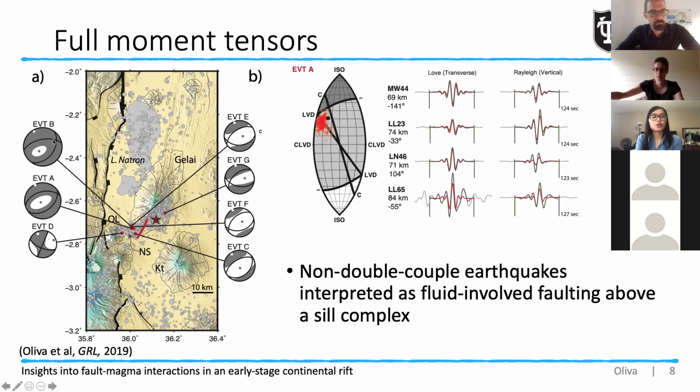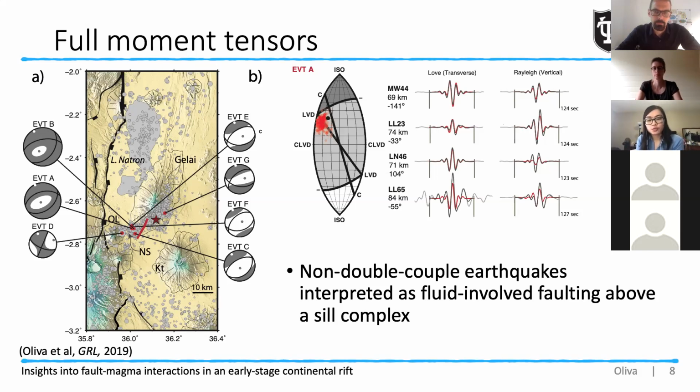And event B was also 4.7, so we're mostly interested in these two larger earthquakes, and they're very similar, and they both have significant non-double couple components. And so we interpret those non-double couple earthquakes to be fluid-involved faulting above a sill complex, the sill complex that I showed earlier. But there are only a few earthquakes, as you can see here, that were of large enough magnitude for detailed waveform modeling study that was recorded during that time period, 2013 to 2014.